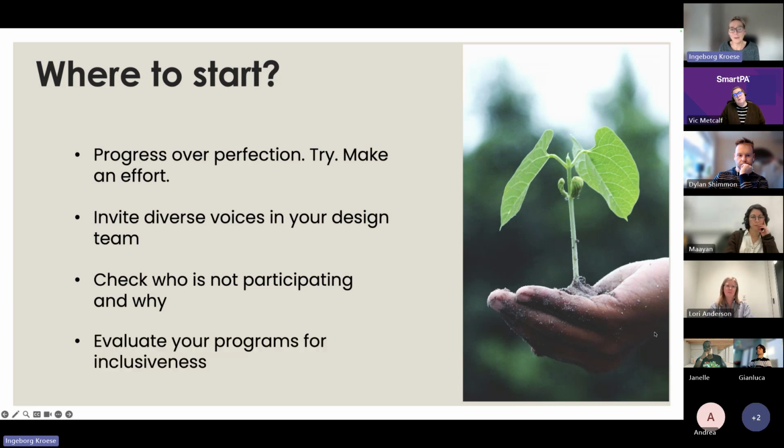And finally, evaluate your program. So maybe the questions can help you to start at the end. Evaluate your programs, ask feedback, understand where some of the issues are, and then start working back to, hey, how can I do this differently?